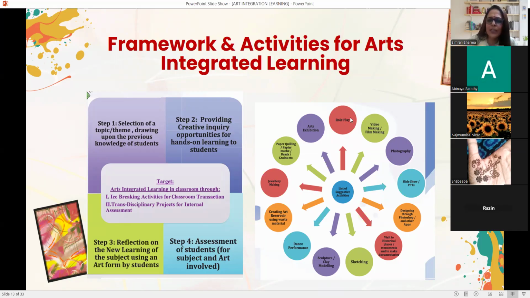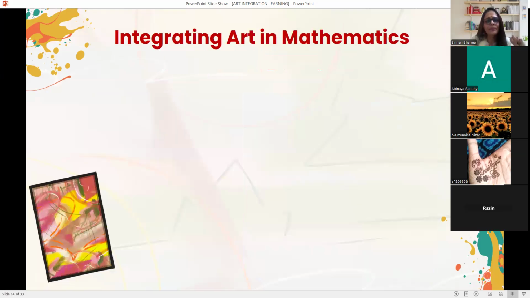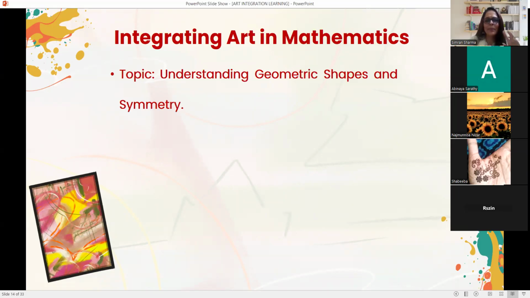So there you see a picture which gives different types of art integration, like role play, photography, sketching, sculpture, clay modeling, dance performances, jewelry making, art exhibitions. There are so many options that we have to combine with our subject. Now, I haven't talked much about mathematics. Integrating art in mathematics.